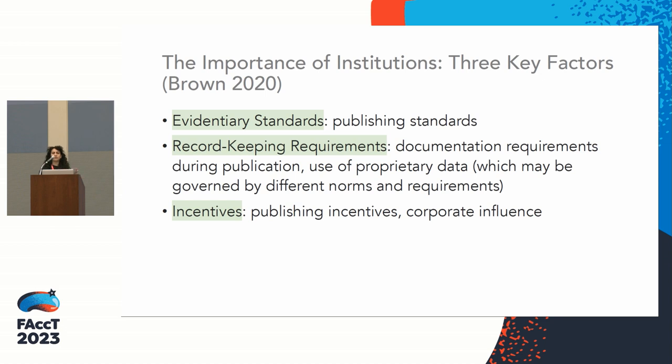So we draw on the work of Hannah Brown about these three key factors that shape racialization practices in the state context: evidentiary standards, record-keeping requirements, and incentives. And I want to note that these also exist within the algorithmic fairness community through publishing standards, documentation requirements, corporate influence and publishing incentives. Based on that, we think there's a really exciting opportunity for the algorithmic fairness community and the institutions within it, such as FAccT, to take steps toward reshaping these three key factors toward the sort of interventions that we want to see, to make sure they're aligned with our values.